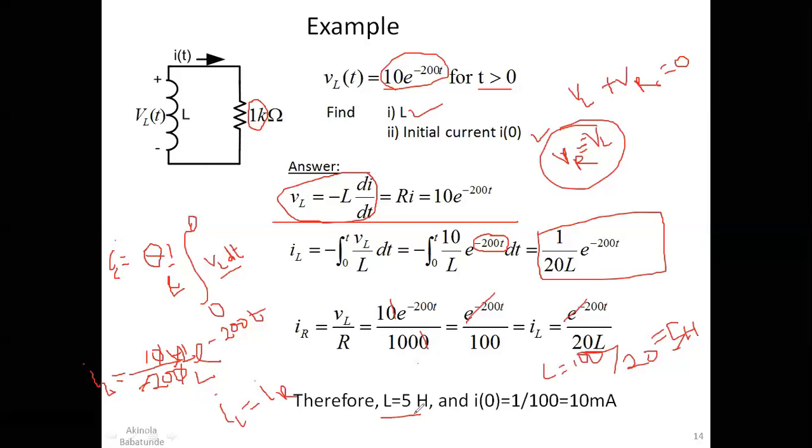Okay, and then if you're looking for your I naught, it is the initial current. Your IL is usually equal to I naught, then all the exponential values follow. So it simply means that your I naught would be equal to 1 over 20 L. If you know your L to be 5, your I naught would therefore be 1 over 20 times 5, and that gives us 1 over 100, which is the same thing as 10 milliamperes.